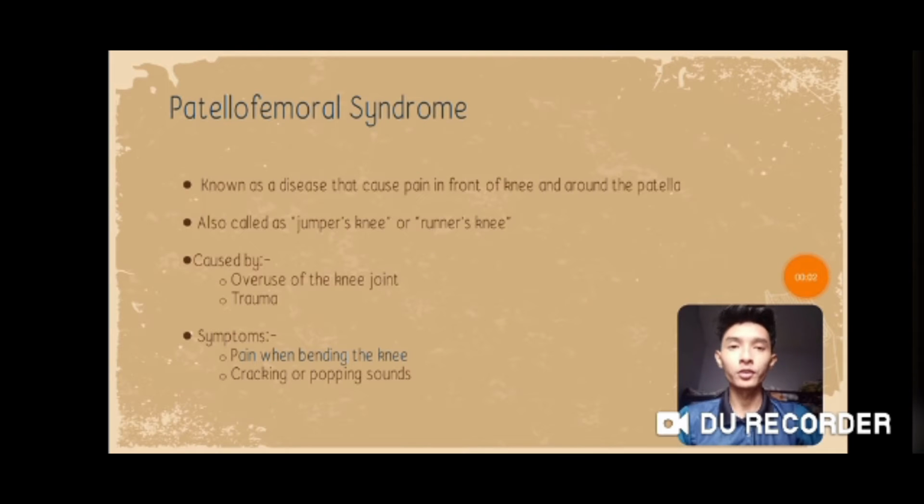Okay, for the first common injury that happens to the knee is the patellofemoral syndrome. It is known as a disease that causes pain in front of the knee and around the patella. It is also called jumper's knee or runner's knee. It is actually caused by overuse of the knee joint or trauma, which is directly hitting the patella or the surrounding of the knee. Okay, the symptom of the patellofemoral syndrome is pain when bending the knee, and it makes cracking or popping sounds.